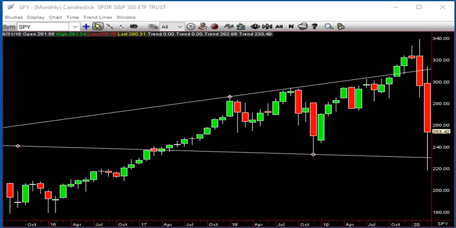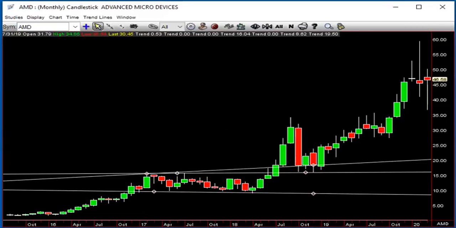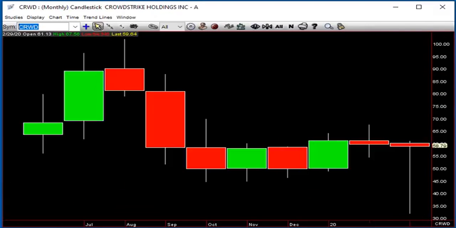So then, like I showed you, the CTX and TDOC, what we'd want to look for on the monthly basis are stocks that are closer to taking out the highs. AMD. Crowd, for instance.